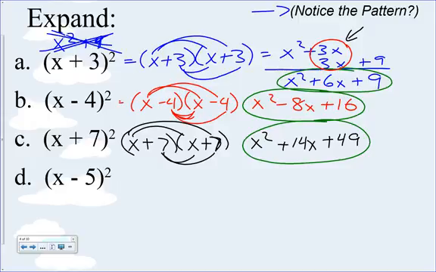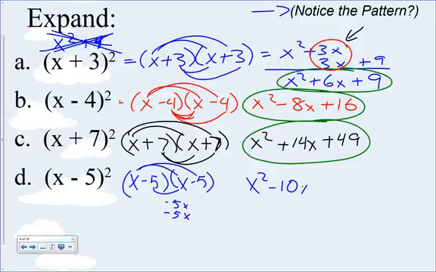So the last one, and then I'll show you. X minus 5 squared. X minus 5 times x minus 5. X times x is x squared. X times negative 5 would be negative 5x. Negative 5 times x would be a negative 5x again. The two of those together make negative 10x. And the last term, negative 5 multiplied by negative 5 is a positive 25.